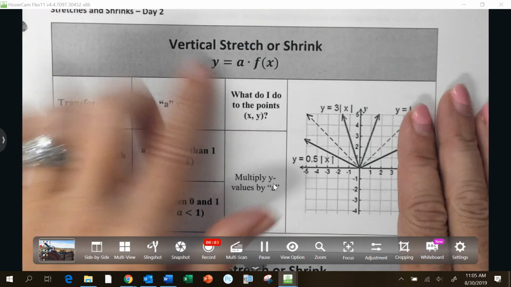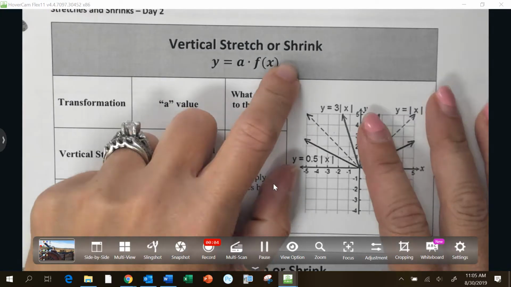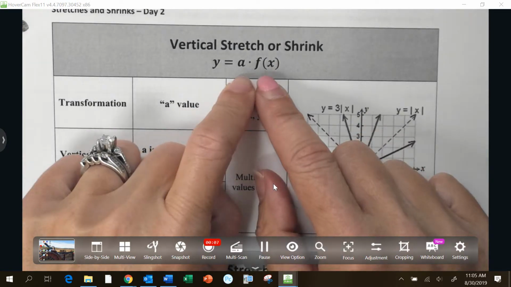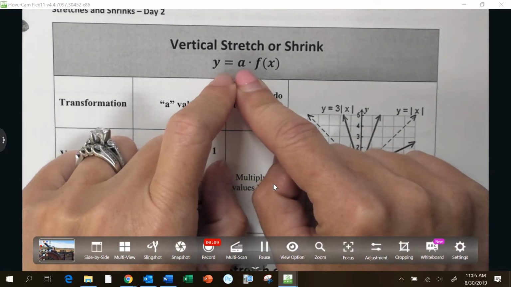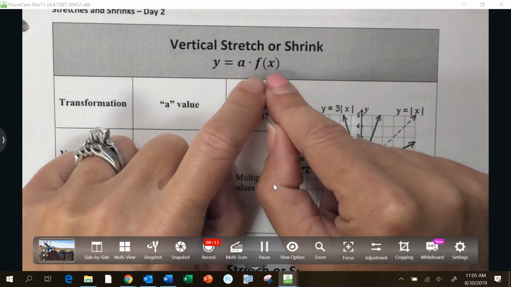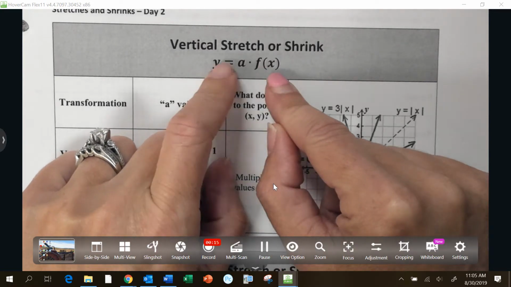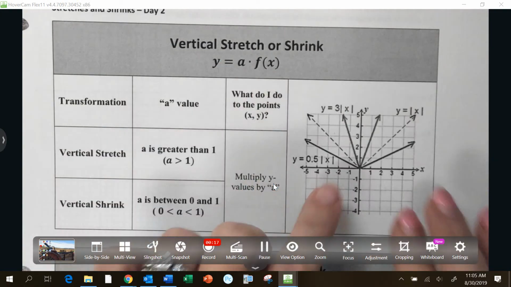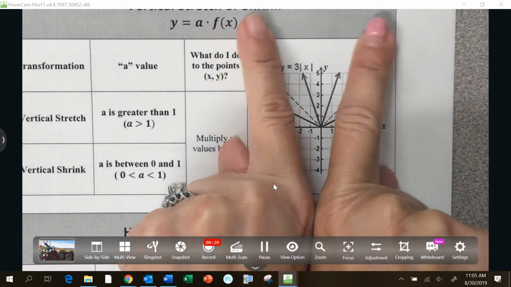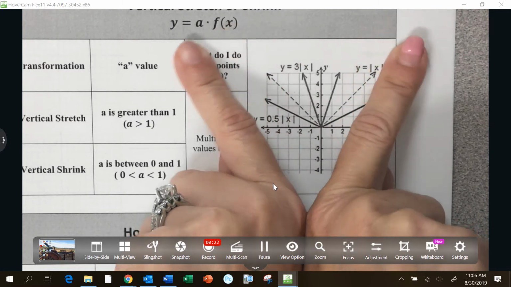Okay, so vertical stretches or shrinks. We have a formula here that says you take the number that is the stretch or the shrink and you multiply it by the function. That's going to take, for example, absolute value and either stretch it vertically or shrink it vertically.